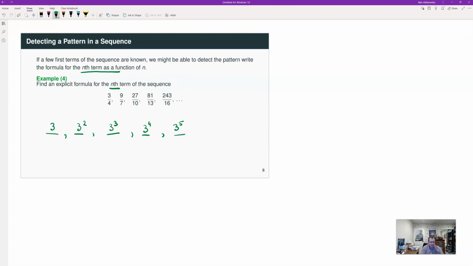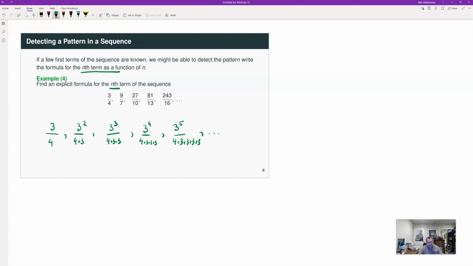Now, what about the denominator? Well, the simple pattern that I could see: 4, then 4 plus 3, then 4 plus 3 plus 3. Right? So 4, 7, 10, they're all separated by 3. The next one is 4 plus 3 plus 3 plus 3, and the last one is 4 plus 3 plus 3 plus 3 plus 3, that is 4 plus 3 times 4.